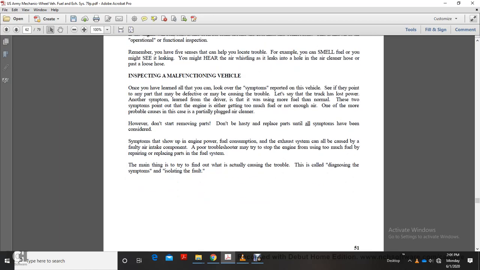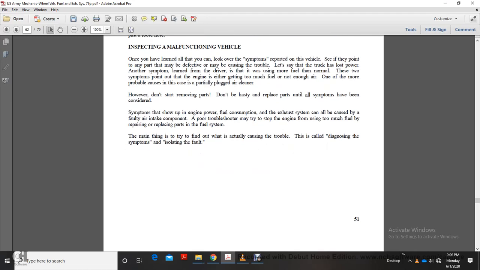Inspecting a malfunctioning vehicle: once you have learned all that you can, look over the symptoms reported on the vehicle so that you can see which parts, if defective, may cause the trouble. Let's say the truck has lost power, and the driver also reported that it was using more fuel than normal. These two symptoms point out that the engine is either getting too much fuel or not enough air. One of the more probable causes is a partially plugged air cleaner.